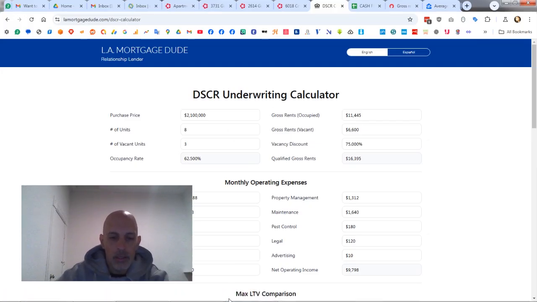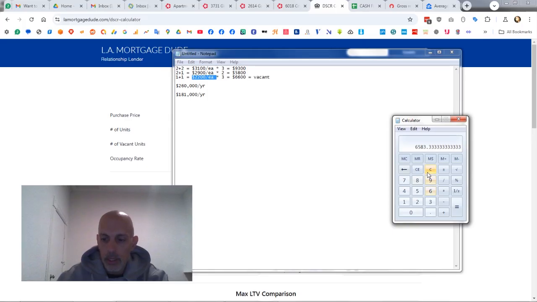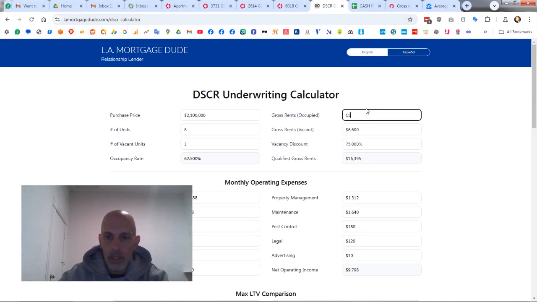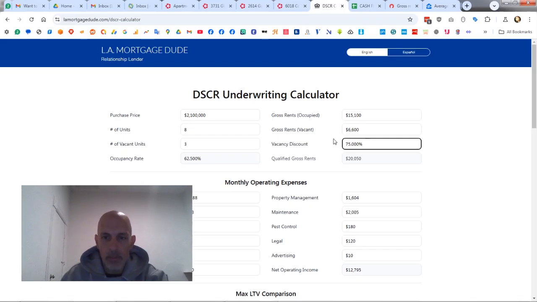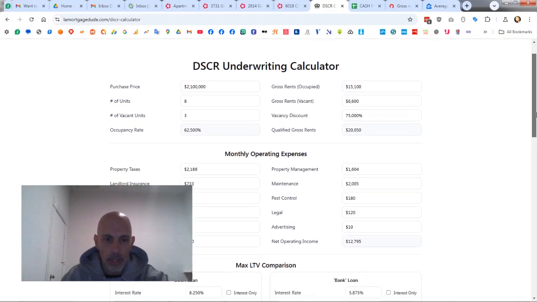And the other rents are what? $9,300 plus $5,800, $15,100. Vacancy discount just means we're only going to apply 75% of the $6,600 to the gross rents, because if this was 100%, the qualified gross rents would be $21,700. So it's actually going to be a little less than $21,000.